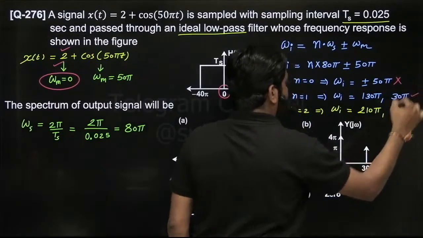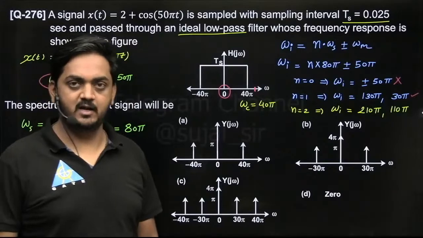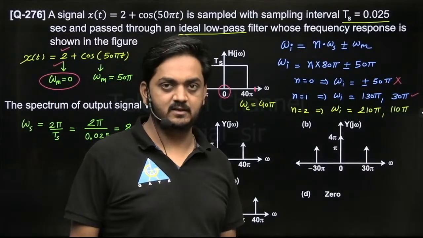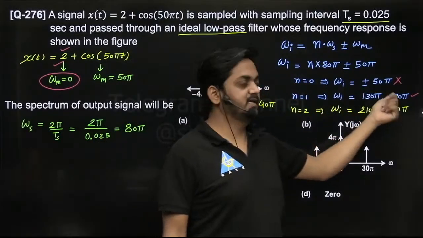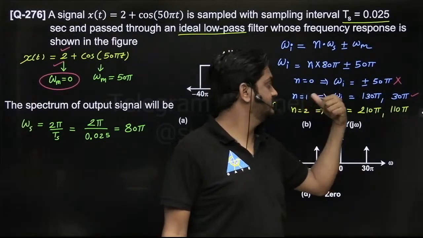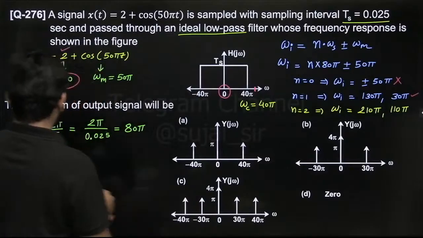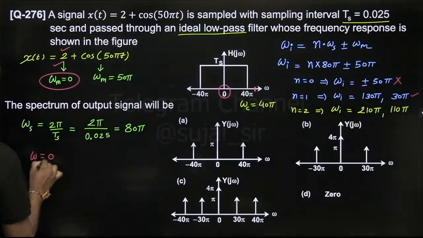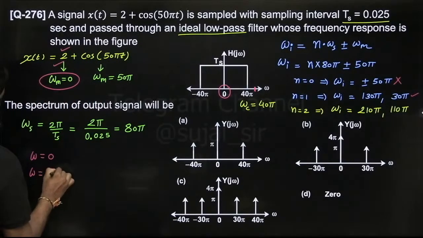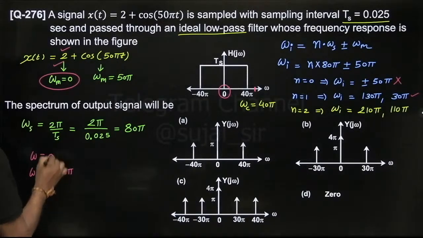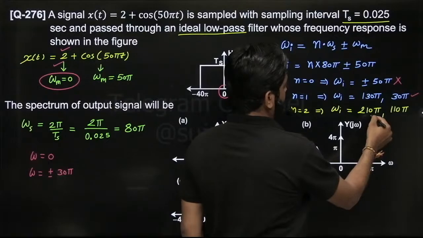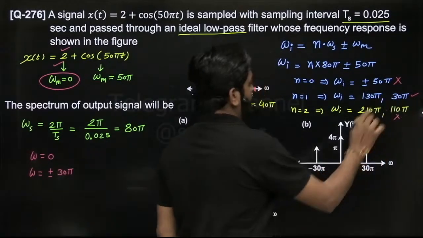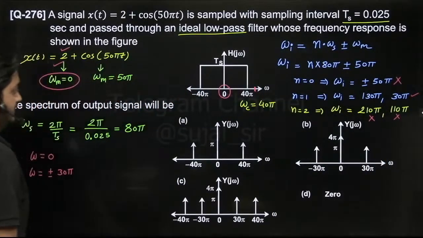Now 30 pi and minus 30 pi will pass. This low pass filter will pass 30 pi as well as minus 30 pi. So at omega equal to 0 and omega equal to plus or minus 30 pi, the low pass filter will pass these frequencies. Then 210 pi and the rest will be rejected by this low pass filter.